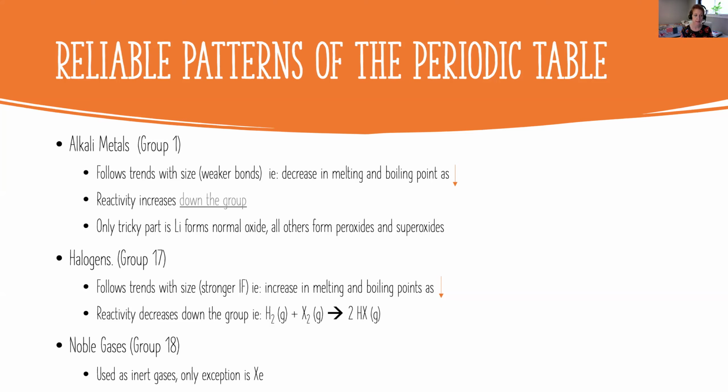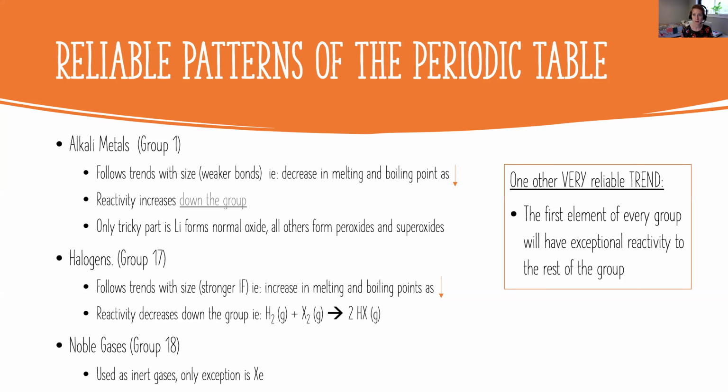Finally, the noble gases, which are just used as inert gases, with the only exception being xenon. So most of these don't actually do anything. They're just inert gases. So the only other very reliable trend is that the first element of every group will have exceptional reactivity compared to the rest of the group.